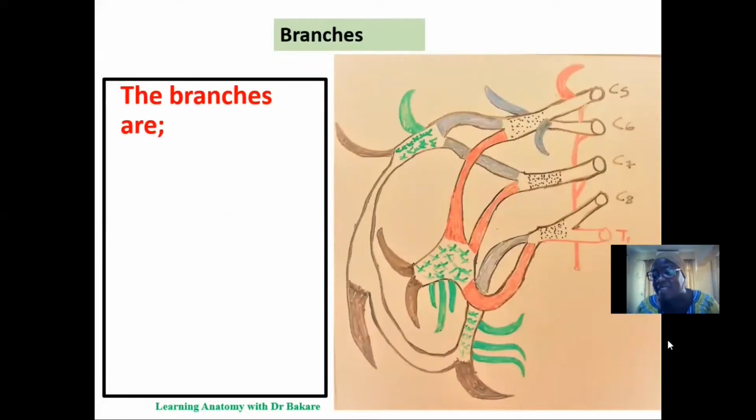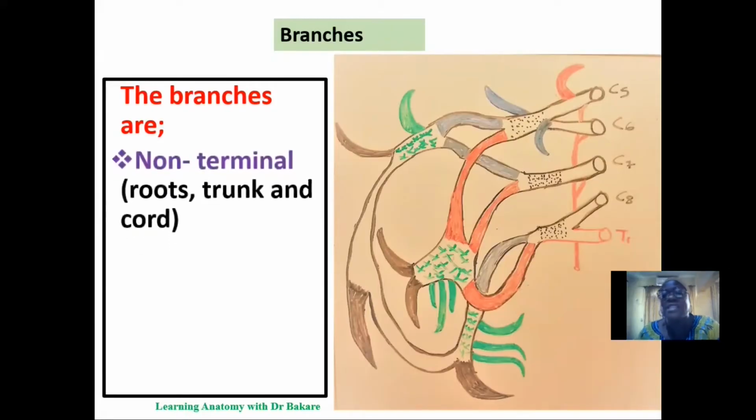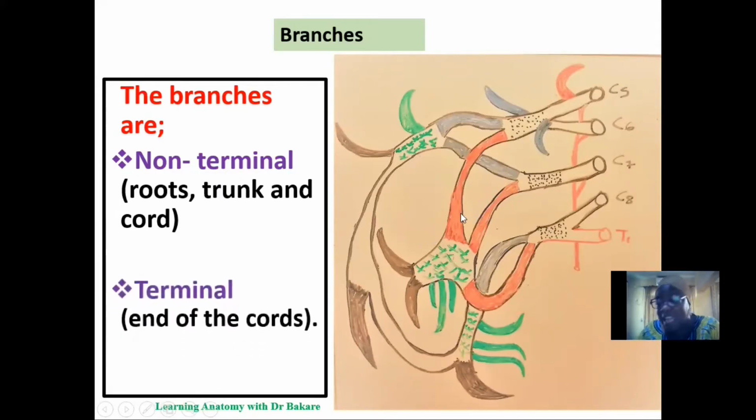This is like the final region of the brachial plexus, and this is divided into 2. We have the non-terminal branches, which are branches that emerge around the different regions of the brachial plexus. These are branches that we see around the root, around the trunk, and around the cord of the brachial plexus. So we have branches emerging from the different regions of the brachial plexus and also going to supply different structures around the upper limb. So those are the non-terminal branches of the brachial plexus. Then we also have terminal branches, which are the final end branches of the brachial plexus.